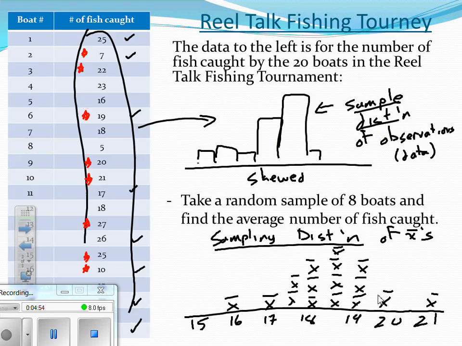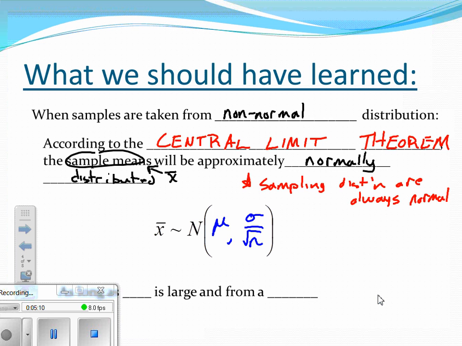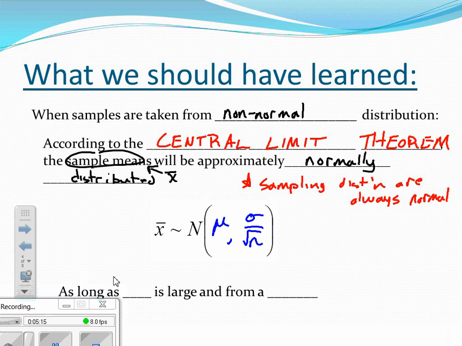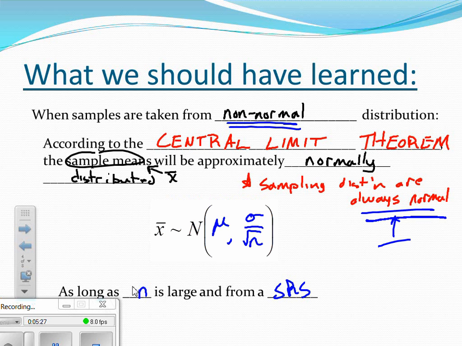So, if we went back and we looked at this, these X bars should have stacked up somewhere between 18 and 18 and a half. And I think in that distribution to the left, the true mean of the number of fish caught was 18.4. So one thing to realize, again, if you have a non-normal distribution, as long as your sample size n is large and you're using an SRS, we're still going to get this sampling distribution to always be normal. Right? That's why we can use normal CDF.